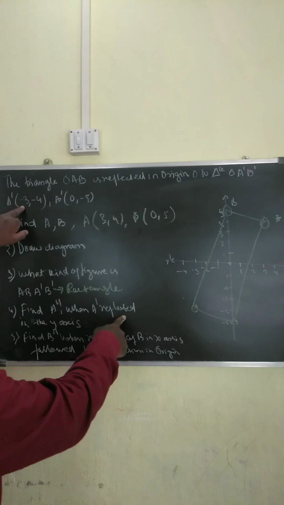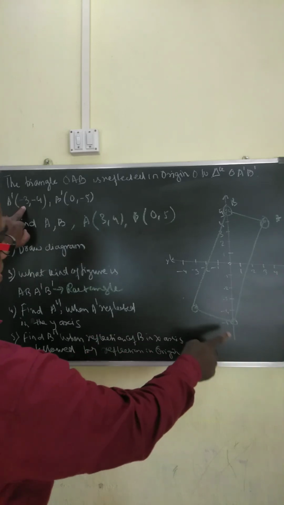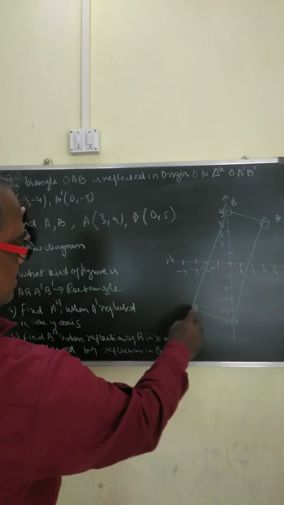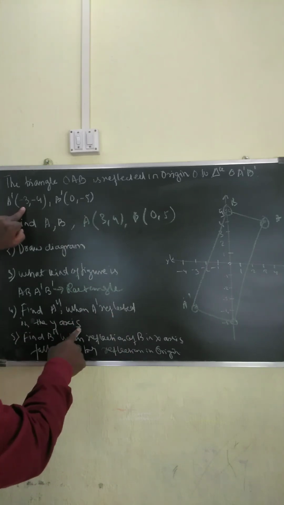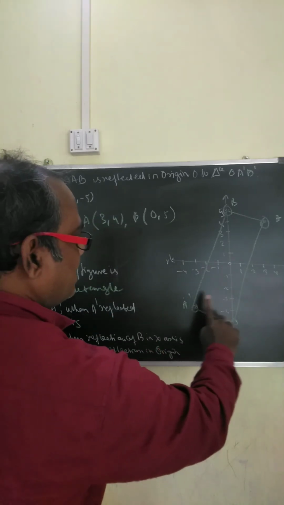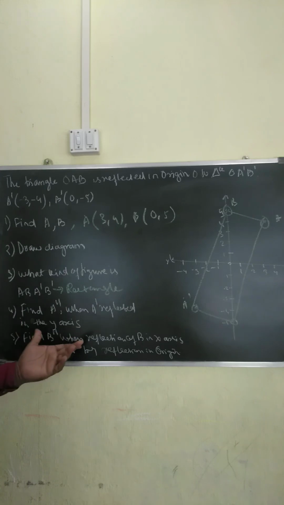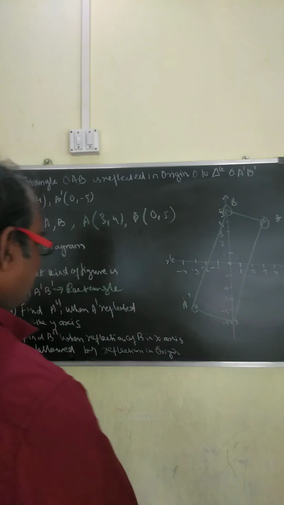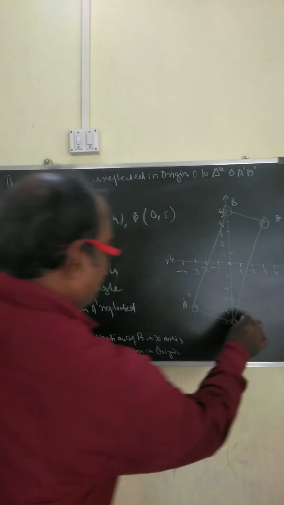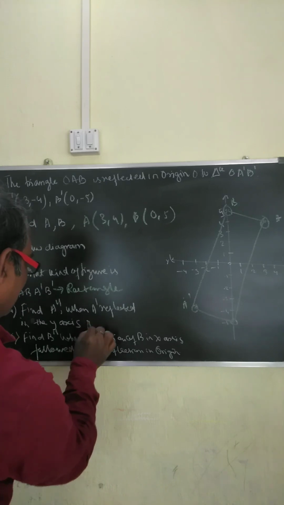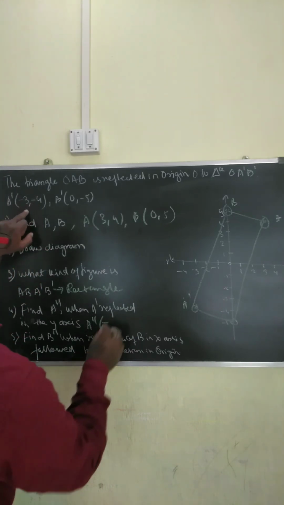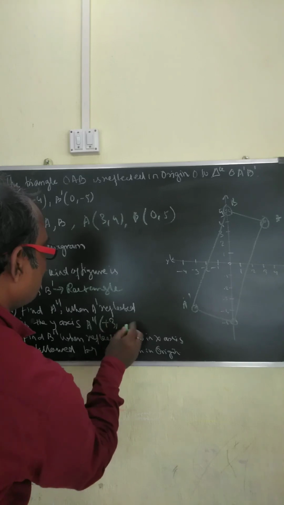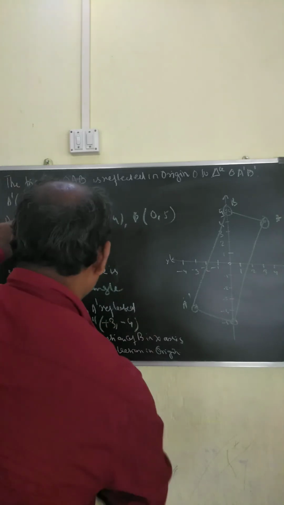Next, find A double dash when A dash is reflected in the y-axis. We know that A dash is (-3, -4), and it has been reflected in the y-axis. If it is reflected in the y-axis, we know that only the x coordinate changes, so A double dash becomes (3, -4).